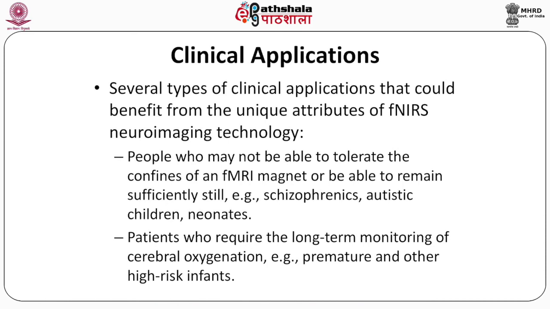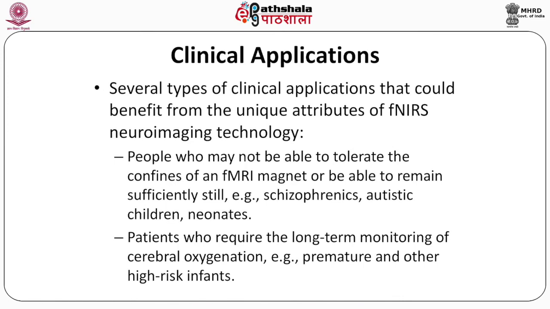Several types of clinical application that could benefit from the unique attributes of FNIRS neuroimaging technology are: some people who may not be able to tolerate the confines of an fMRI, that is functional magnetic resonance imaging magnet. In those patients, FNIRS can be pretty useful. Also, those patients who are not able to remain sufficiently still, because FNIRS can be used in moving patients or very active patients also, we can do this study.